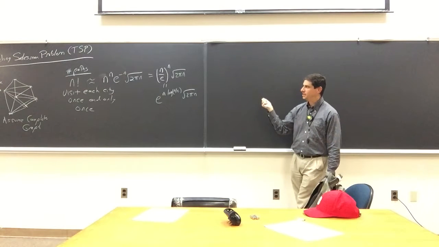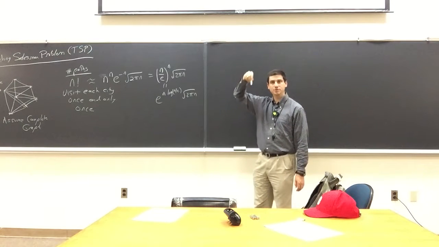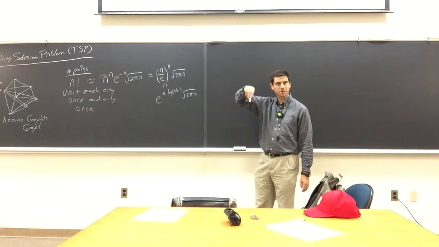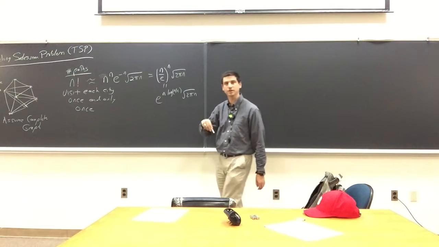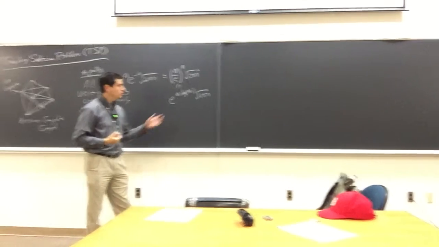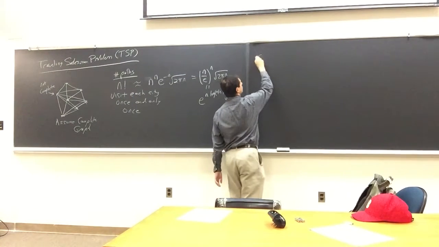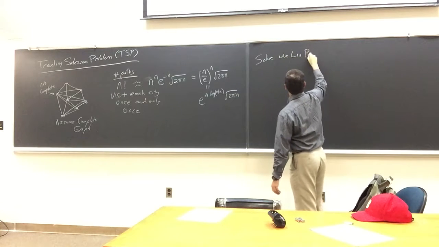One of the applications that I like is building circuits. When you actually have machines that are burning things down, you want to minimize the path that it's traveling, because the longer it's traveling, the more time you're spending not doing what you want to do. So how do we do this with linear programming? Solve via linear programming.